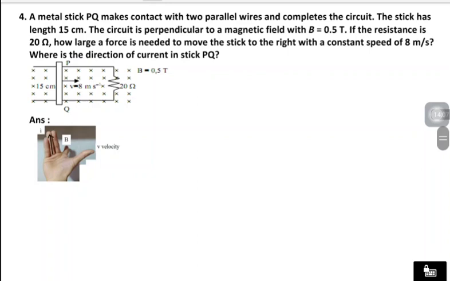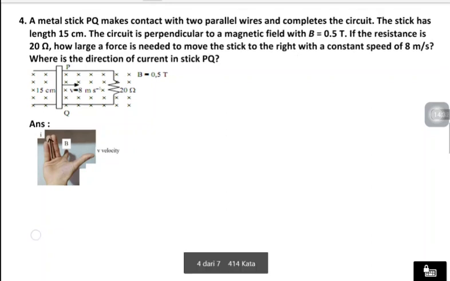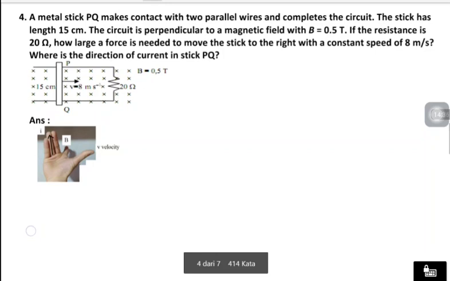A metal stick PQ makes contact with 2 parallel wires and completes the circuit. The stick has length 15 cm. The circuit is perpendicular to a magnetic field with B 0.5 Tesla. If the resistance is 20 ohm, how large a force is needed to move the stick to the right with a constant speed of 8 meters per second? Okay, where is the direction of current in stick PQ?